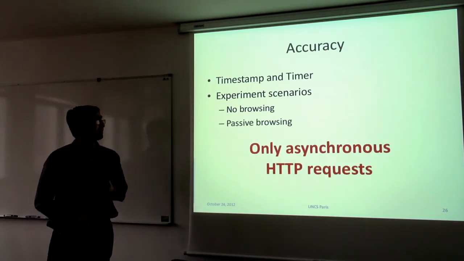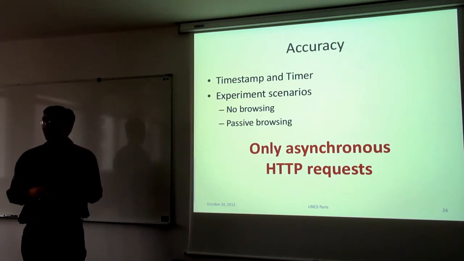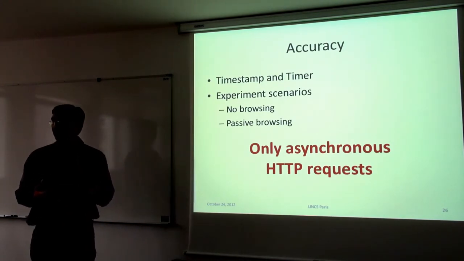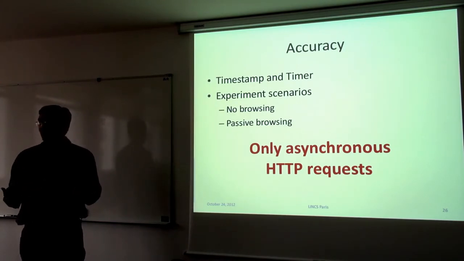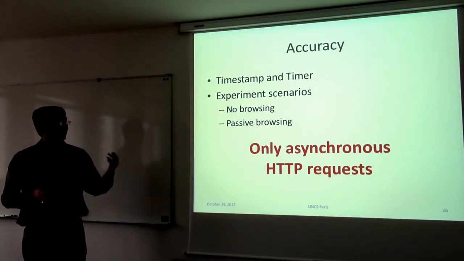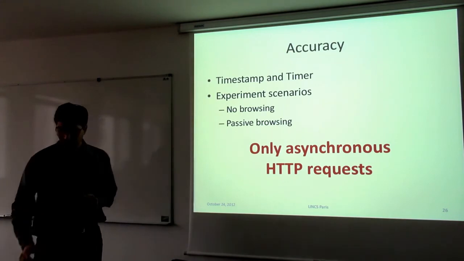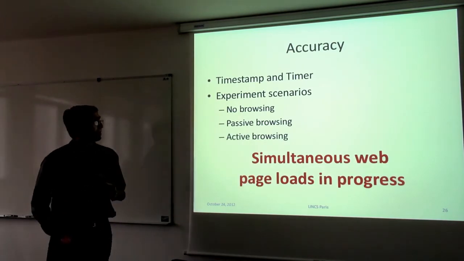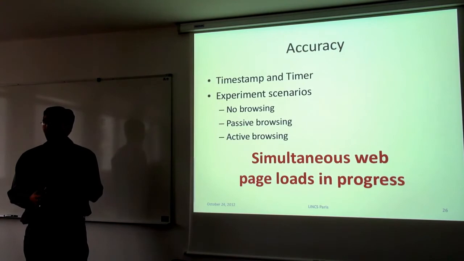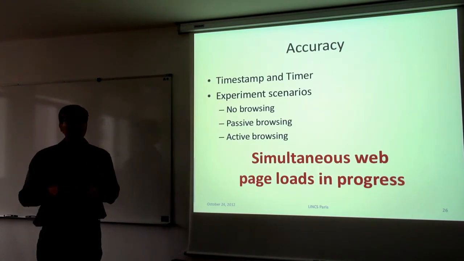The second experiment scenario is a passive browsing scenario where we first load 4 complex web pages, and after the pages have been loaded, we run a measurement script. So the only competing activity here would be any asynchronous requests from the web pages, like loading of ads, etc. And the last experiment scenario is an active browsing scenario where we load the measurement script while simultaneously loading 4 complex web pages.